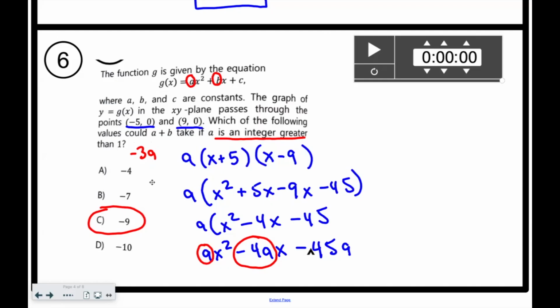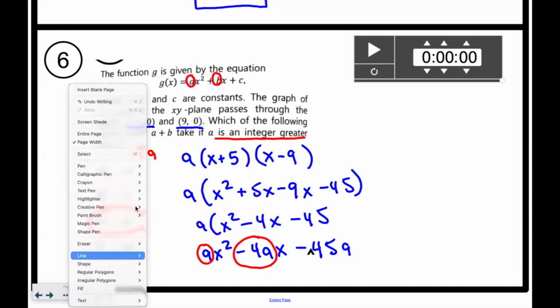Okay, questions? I'm a little lost on how you turn the, what's it called, the points into intercept form. Yeah, and then also I'm confused on how you got 9 with the integer greater than 1.